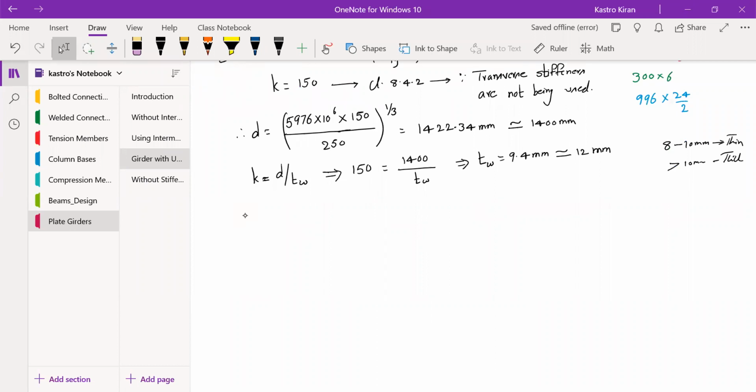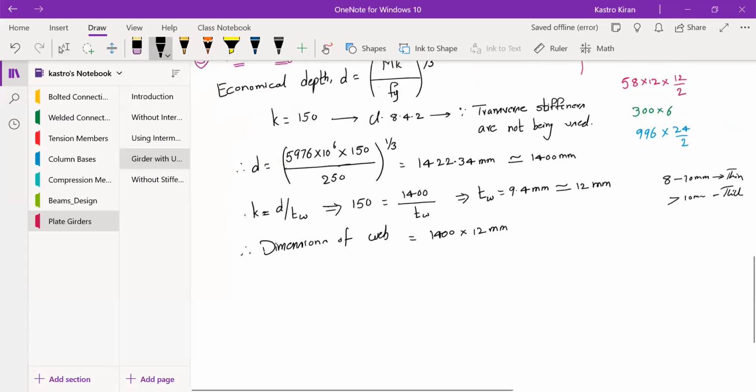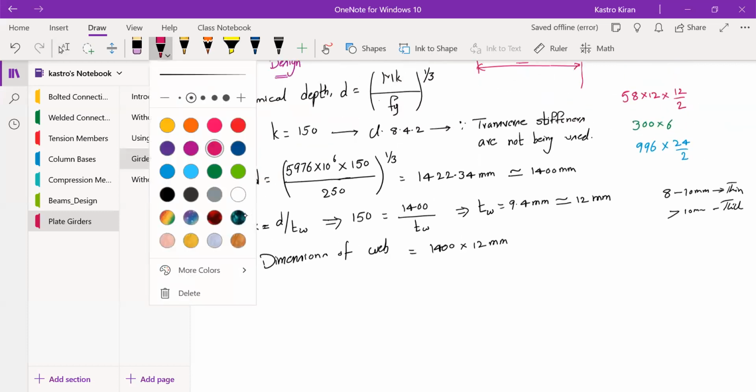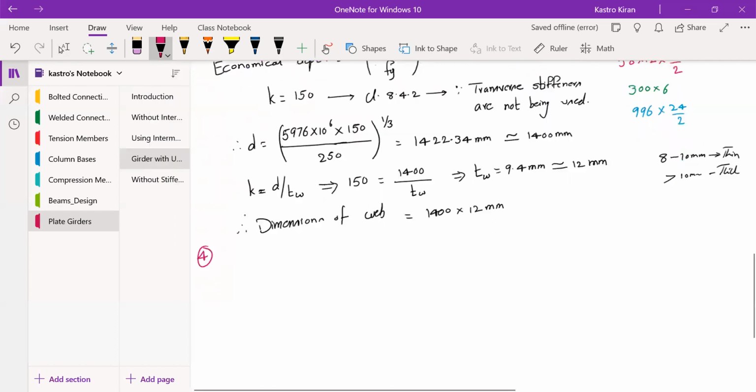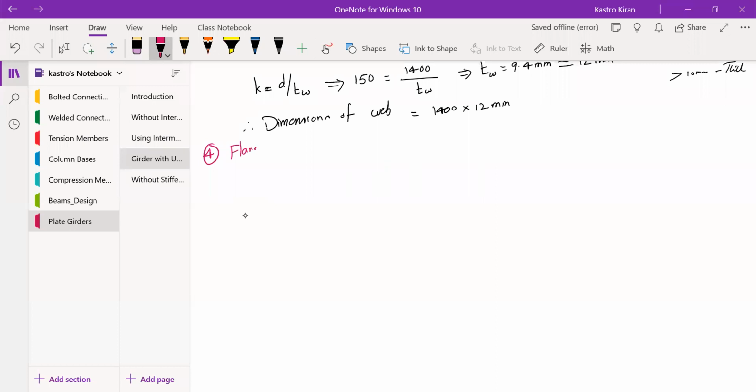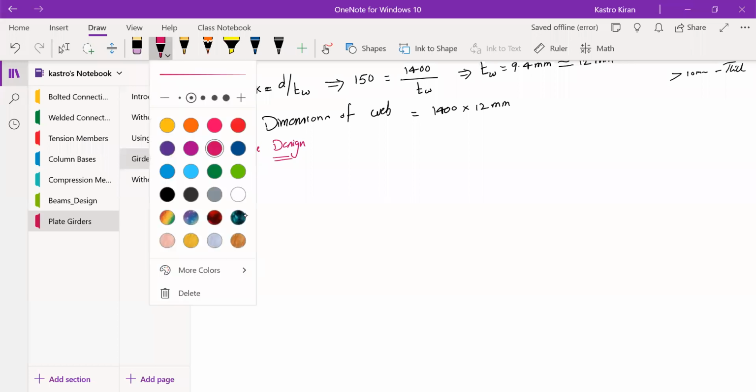So therefore, the dimensions of web are, so let's write these values. The dimensions of web equals 1400 is the depth and 12 is the thickness of the web. Now, the next case which you are going to solve is the design of flange. This is the next step. So you can keep the heading as flange design. Now, how will you design the flange?